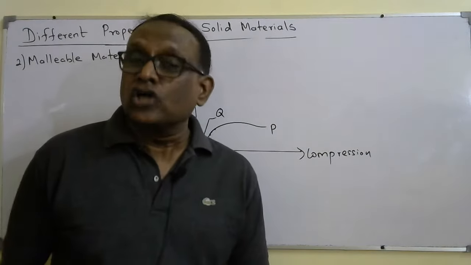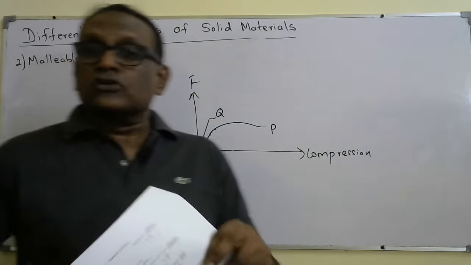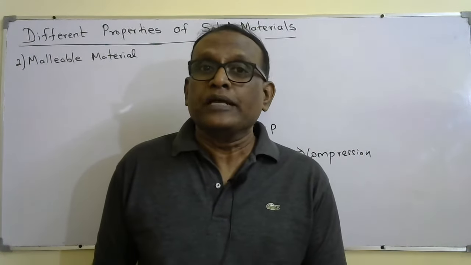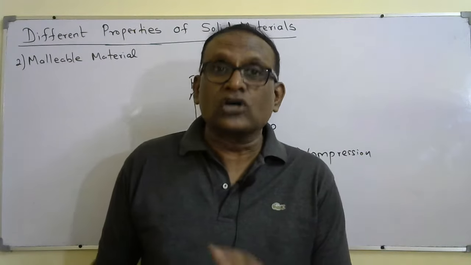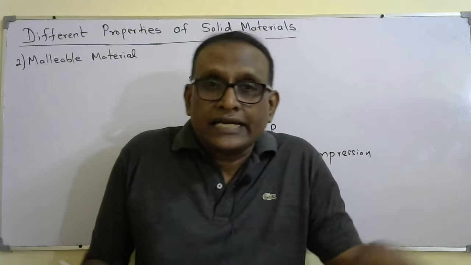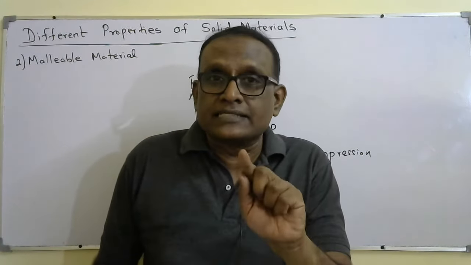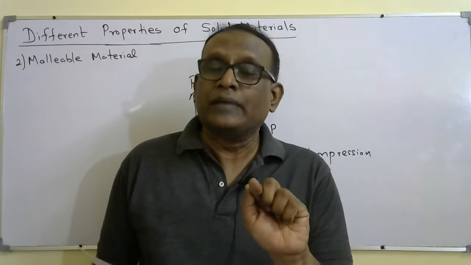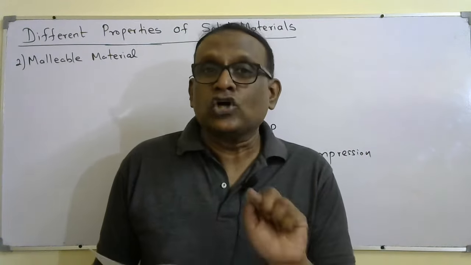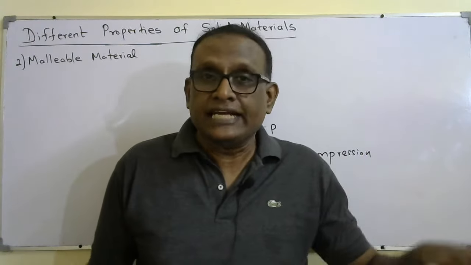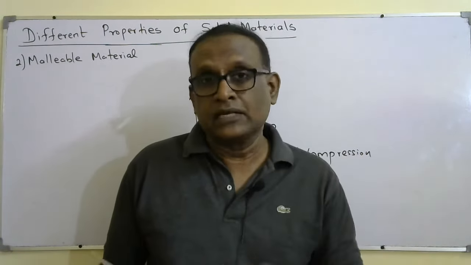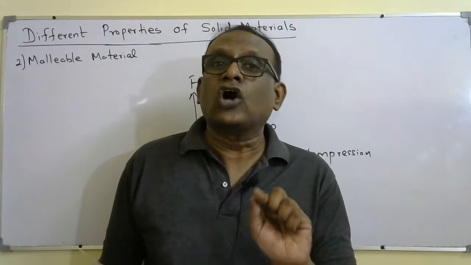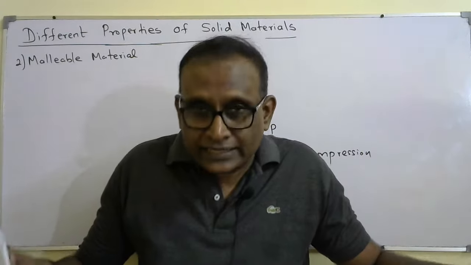Copper shows both behaviors. That means copper could be beaten into different shapes, or copper could be easily rolled into sheets because copper is a malleable material. Remember that copper is a good malleable material. That's the reason copper can easily be rolled into sheets or beaten into different shapes. At the same time, copper is a good ductile material. That's the reason copper can be pulled into wires easily, because it's a ductile material.